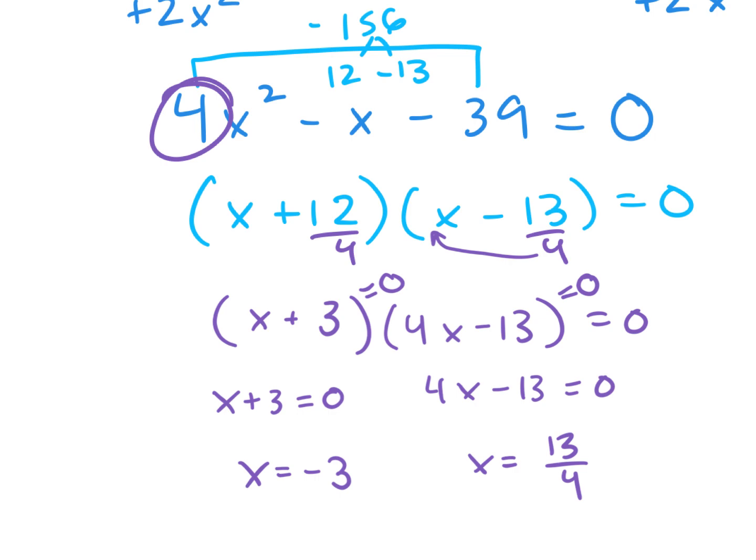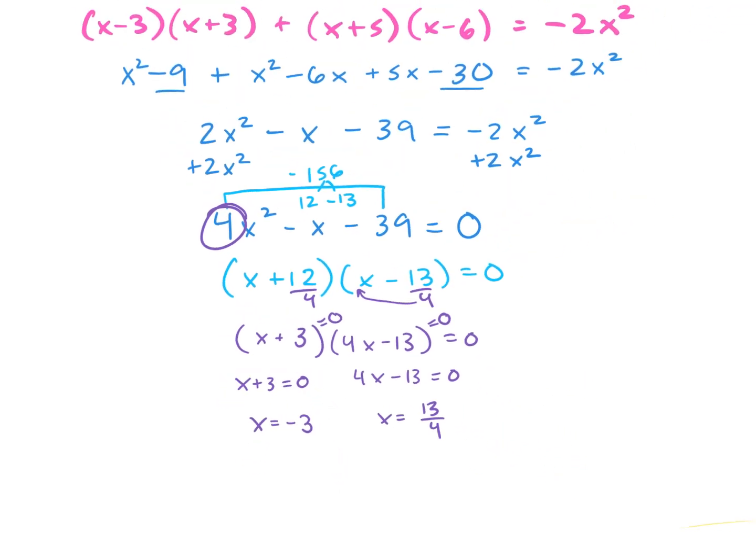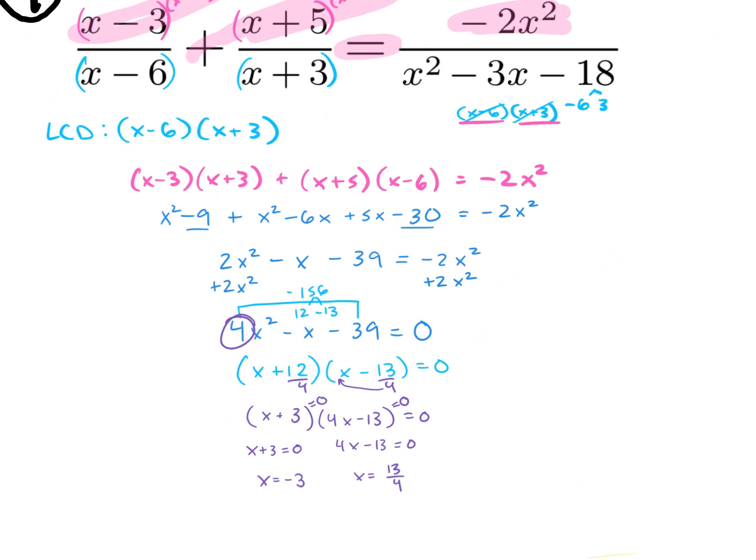What do we have to do next? Nothing. Are you sure? We check. Do we have to check? You have to check. Because let's plug in negative 3. Negative 3 minus 6 is negative 9, so we're good there. Because we're checking to make sure it's not 0. What's negative 3 plus 3? 0. So is negative 3 one of my answers? No. So that does not work. And then you can also plug in 13 over 4, but since it's a fraction, it's going to work.